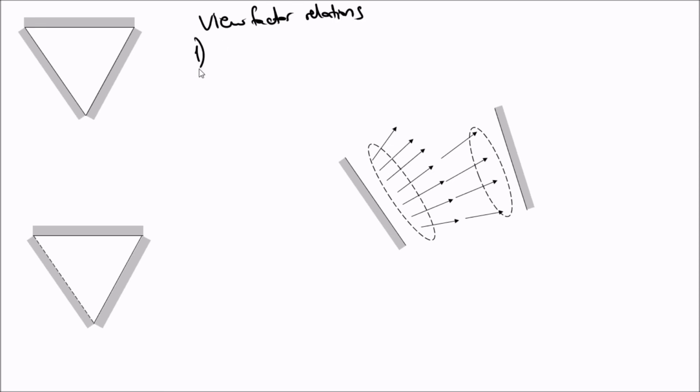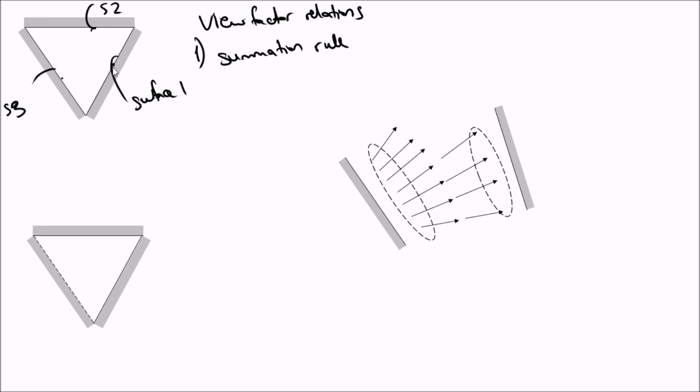Okay, the first relation for the view factor is the summation rule. For the summation rule, I can talk about this simple example here. I have surface 1, surface 2, and surface 3. The fraction of radiation that leaves surface 1 to surface 2, surface 1 to surface 3, and surface 1 to surface 1 itself.